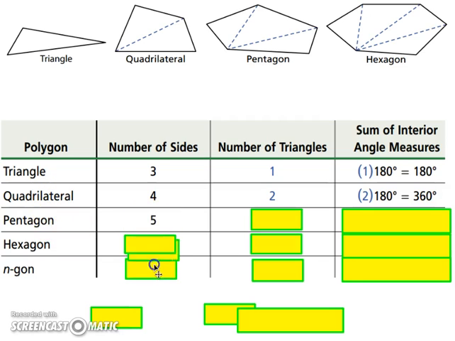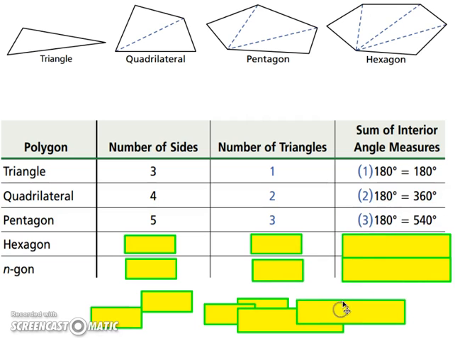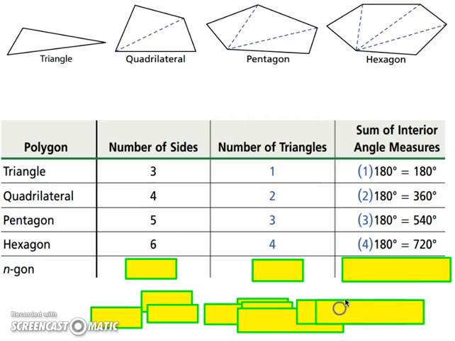A pentagon is a 5-sided figure, and the number of triangles is 3. 3 times 180 gives us our 540 degrees. A hexagon has 6 sides, and the number of triangles is 4. So 4 times 180 gives us the sum of the interior angle measures of a hexagon, which is 720 degrees.